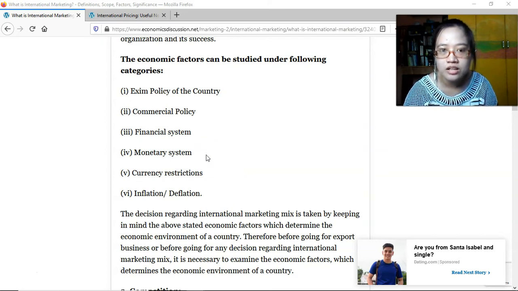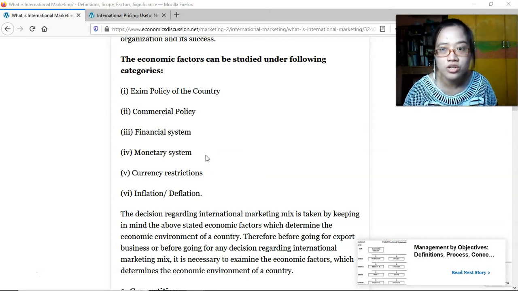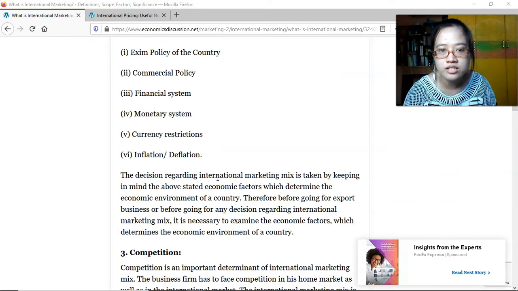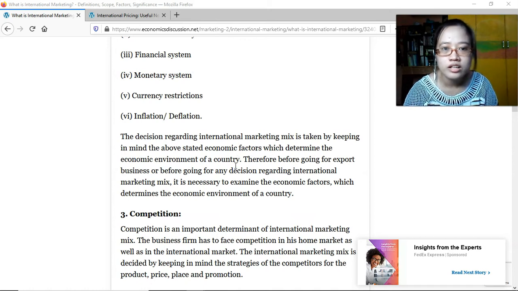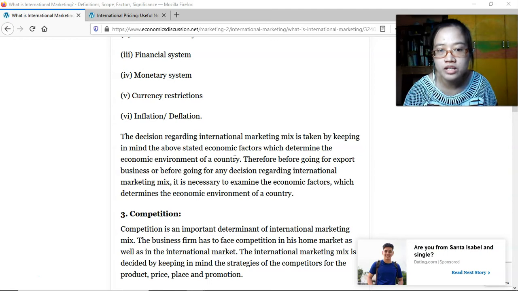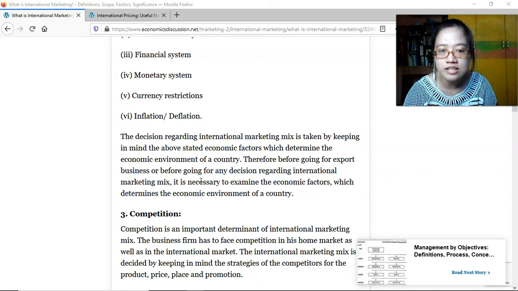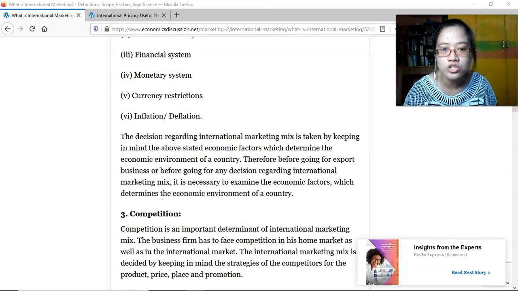Financial system. Of course, how they price the products, the value of each product, monetary system, currency restrictions, inflation, and deflation. The decision regarding the international marketing mix is taken by keeping in mind the above stated economic factors, which determine the economic environment of a country. Therefore, before going for export business or any decision regarding the international marketing mix, it is necessary to examine the economic factors, which determine the economic environment of a country.